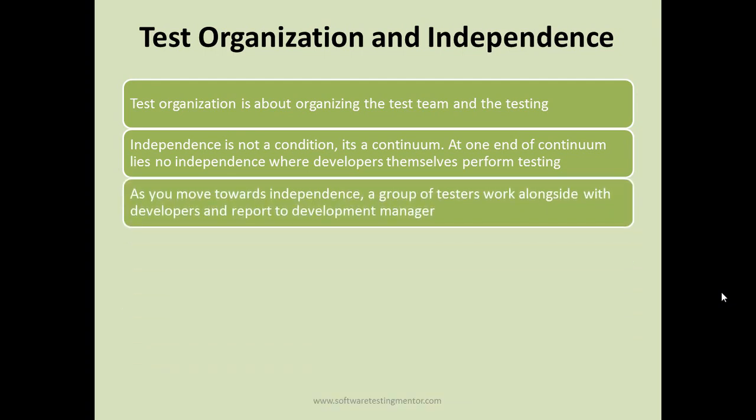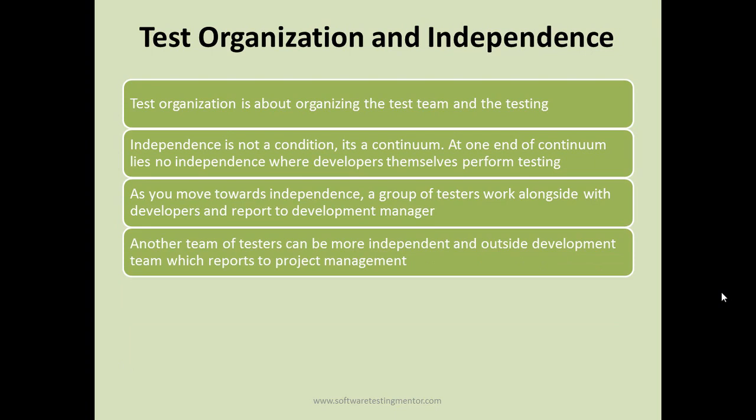As you move towards independence, a group of testers work alongside developers and report to development managers. That's another level of independence, a different level of test organization with a different level of independence. You move upwards when there is a group of testers, but that group of testers is still under the development manager. So they work alongside developers and they report to the development manager. Then another team of testers can be more independent and outside the development team, which reports to the project manager.